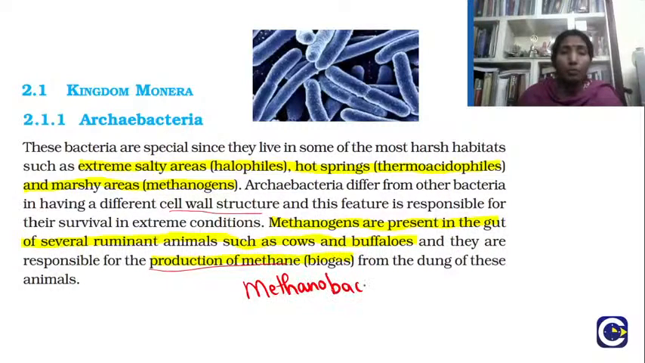In bacteria, this is very important. Or it can be Methanococcus also. It helps in the production of methane. Okay, so that is very important.